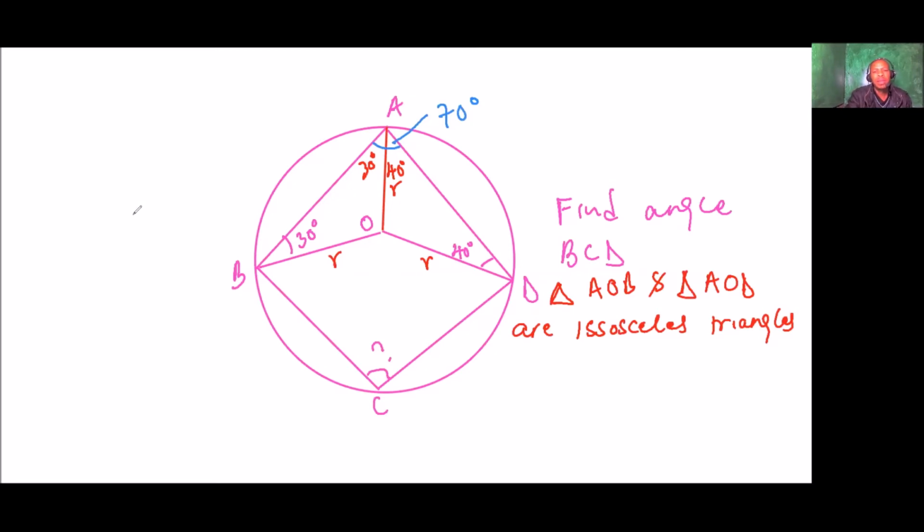Then what do we know about, you find that ABCD is a cyclic quadrilateral. What do we know about a cyclic quadrilateral? A cyclic quadrilateral is a four-sided figure that touches the circumference of the circle. So we can see A touches the circumference, B touches the circumference, C and D. So that is why we are calling it a cyclic quadrilateral.